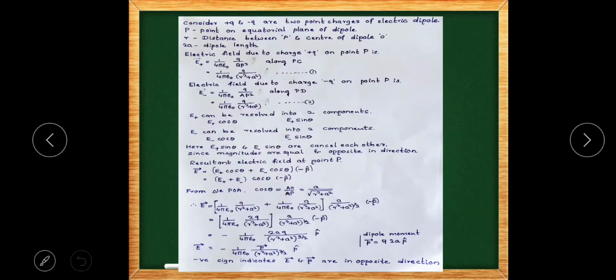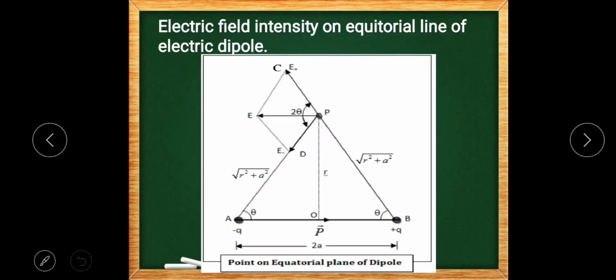Now E plus can be resolved into two components, E plus cos theta and E plus sin theta. E minus can be resolved into two components, E minus cos theta and E minus sin theta. Here E plus sin theta and E minus sin theta cancel each other since their magnitudes are equal and opposite in direction.